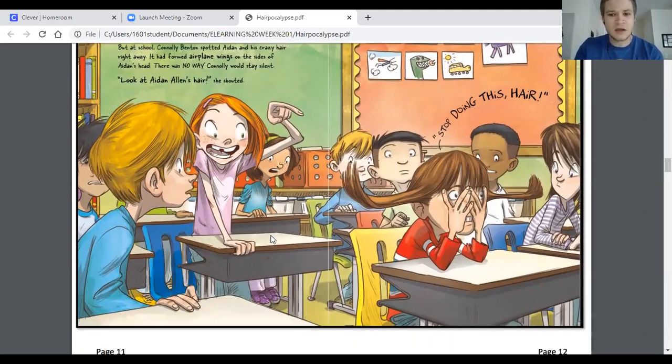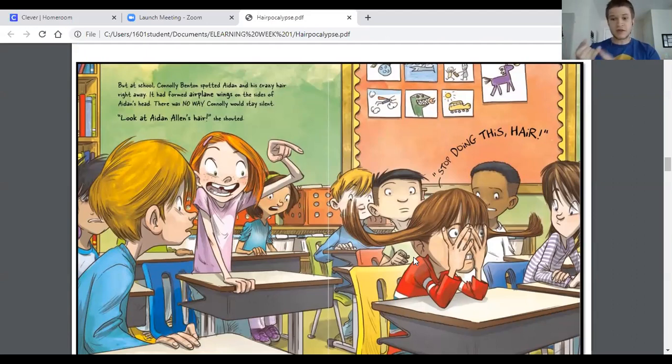"Stop doing this hair." So already I see one of the things that's causing Aiden to have a bigger problem. His hair is growing into different shapes at the wrong times and the wrong places. So that's one thing that's causing this problem to continue to get worse. But now let's pause for a second.